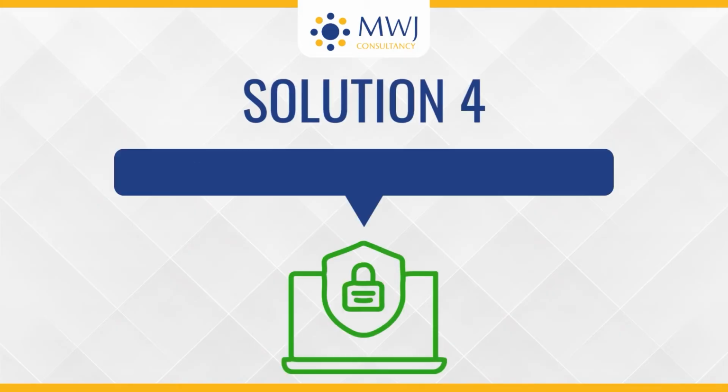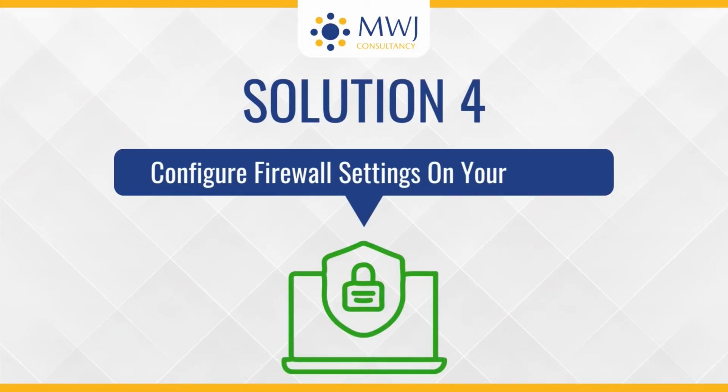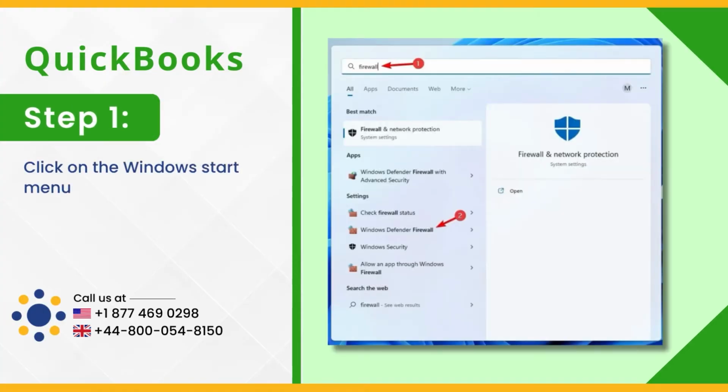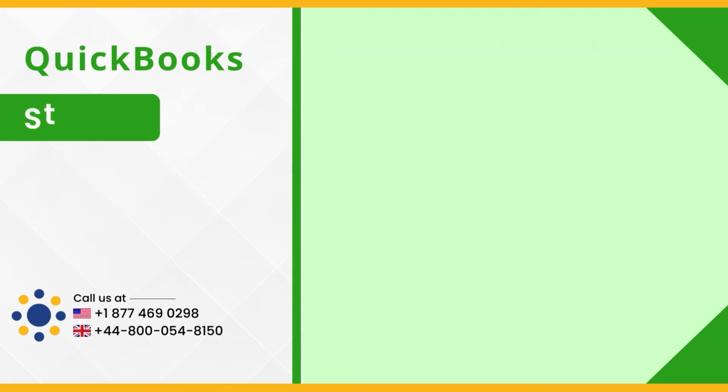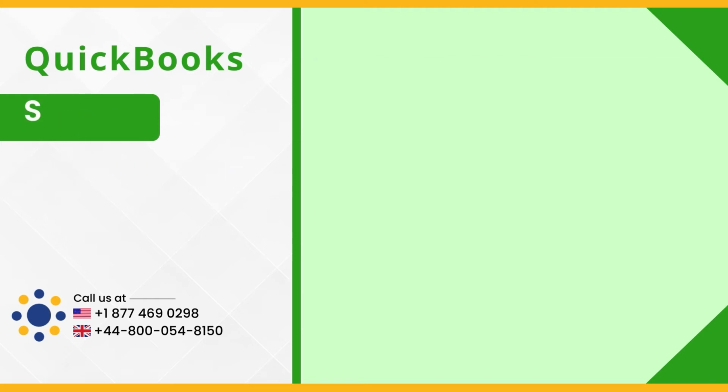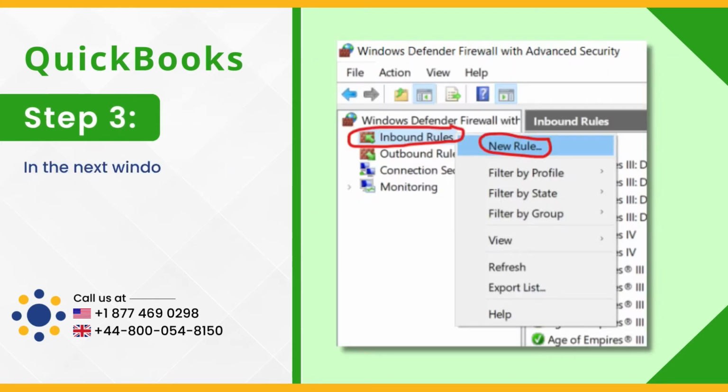Solution 4. Configure firewall settings on your server. Step 1. Click on the Windows Start menu, type in Windows Firewall and open it. Step 2. Select Advanced Settings. Step 3. In the next window, right-click on Inbound Rules and select New Rule.